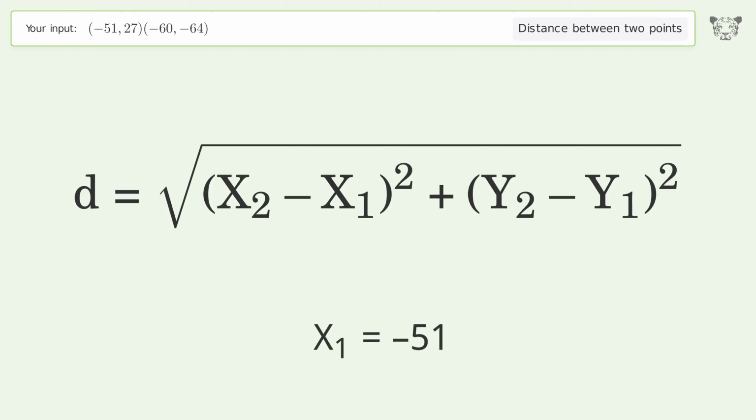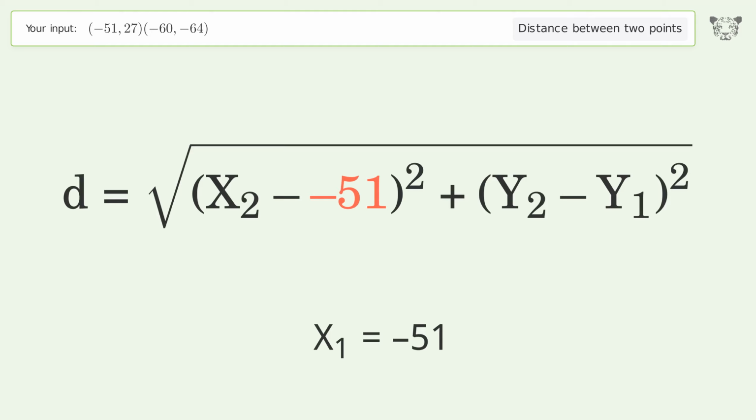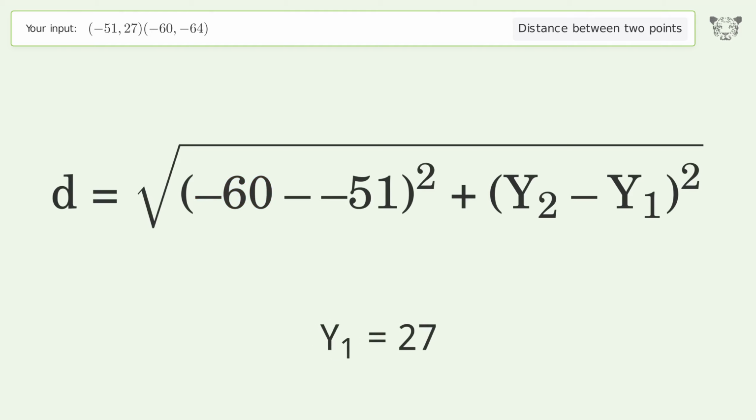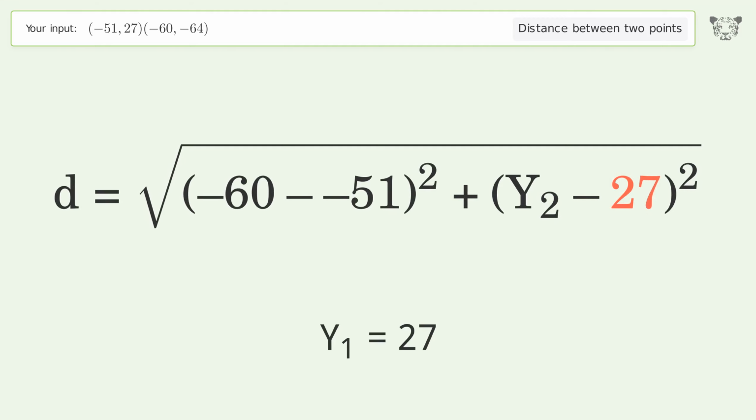x1 equals negative 51. x2 equals negative 60. y1 equals 27. y2 equals negative 64.